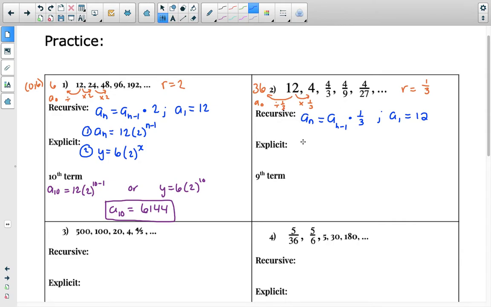The explicit forms, we have the first one using the a sub n. So a sub n is equal to our a sub 1, which is 12, times 1/3 raised to the n minus 1. Our second one is the basic exponential equation, which is y equals our a sub 0, so our y-intercept, which would be that 36, times our 1/3, the common ratio, raised to the x, because we have to use y and x now.